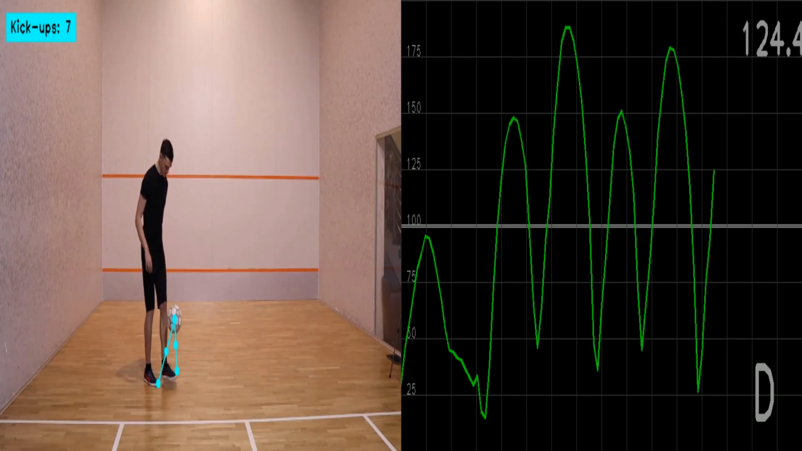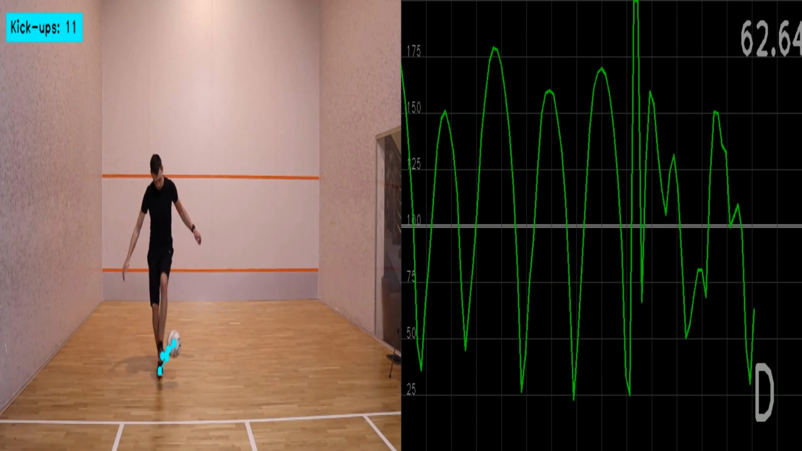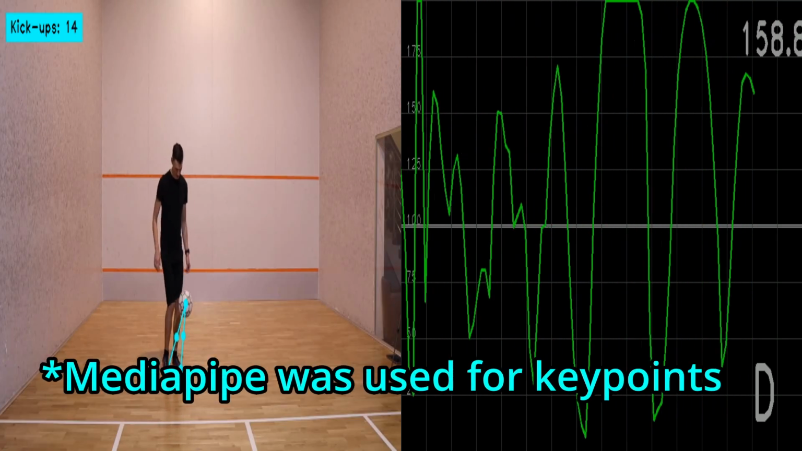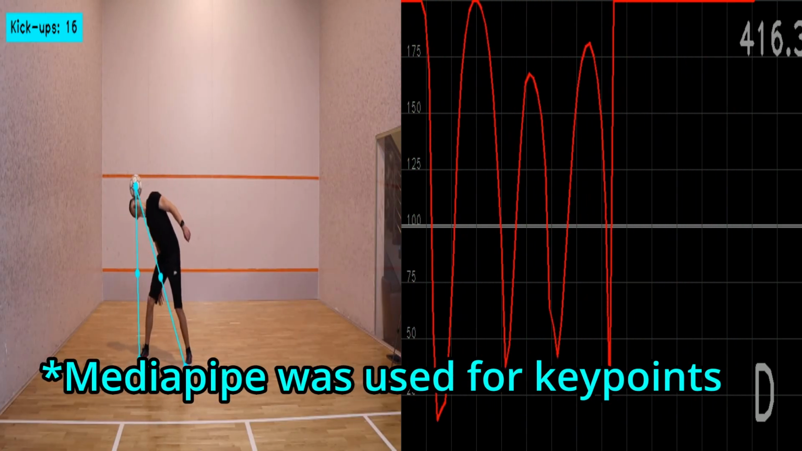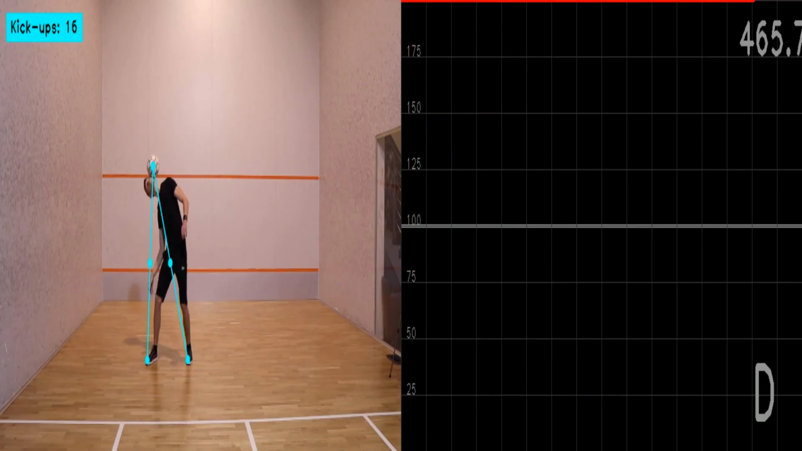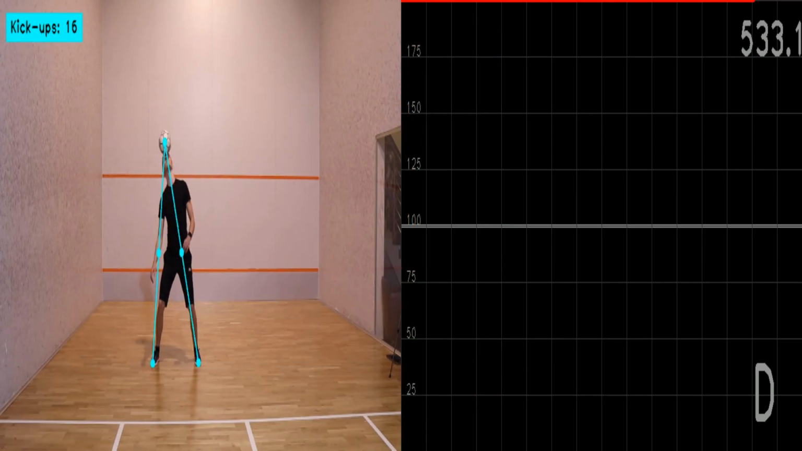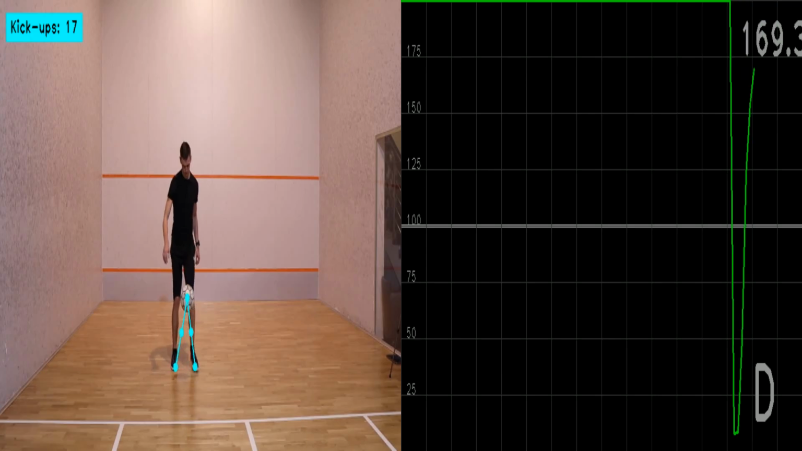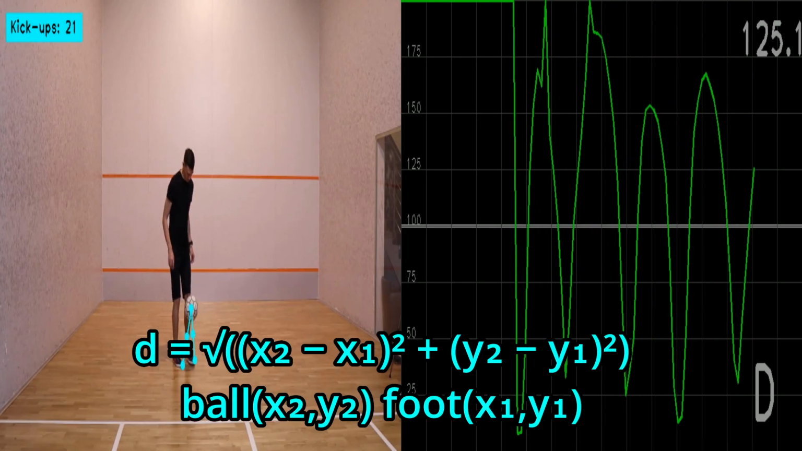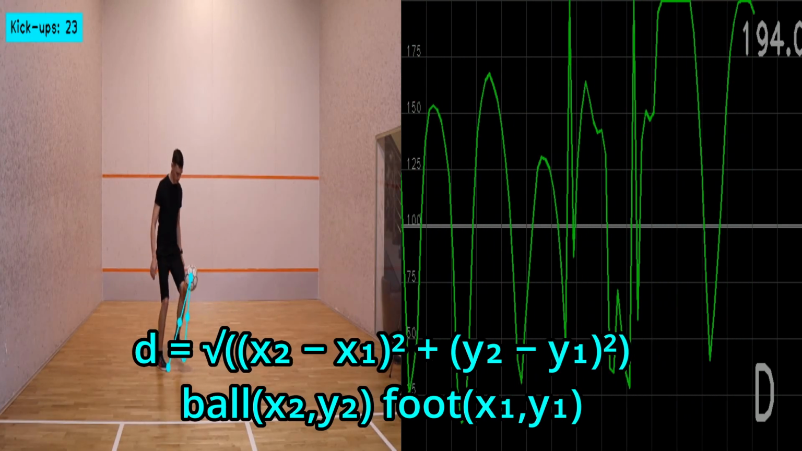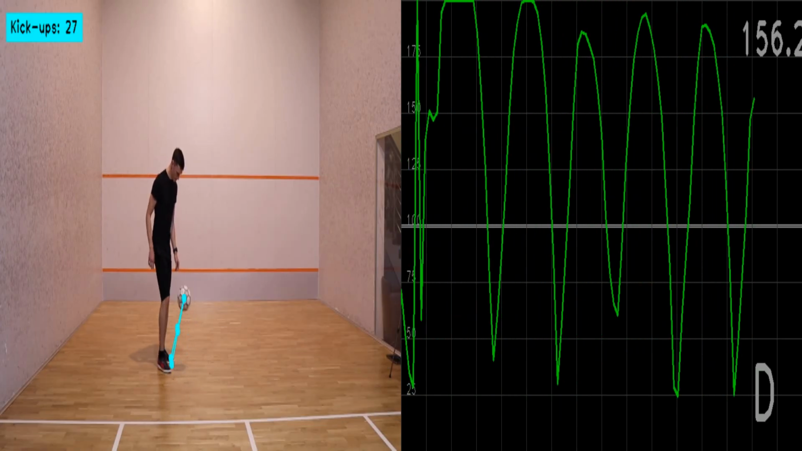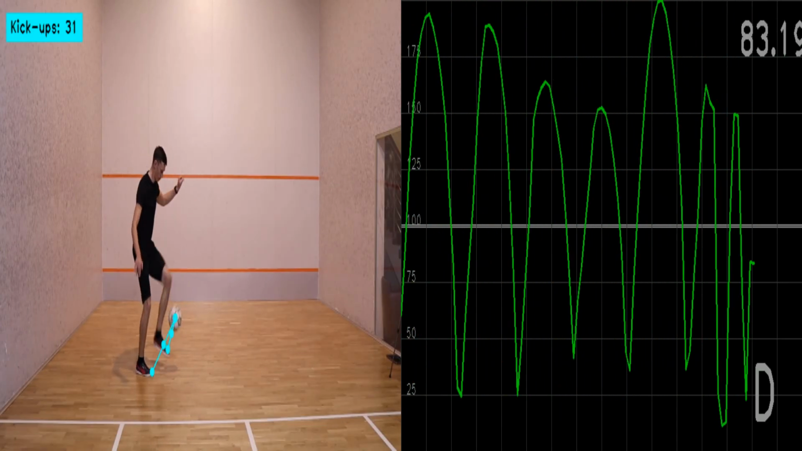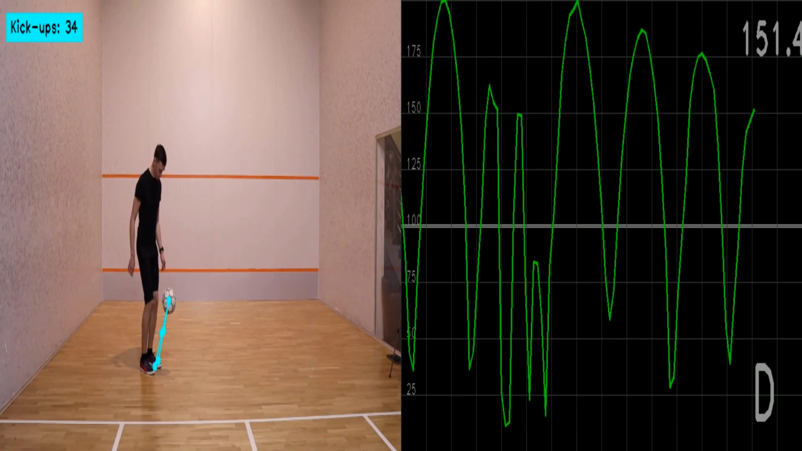So here's where everything comes together. YOLO tells me where the ball is. Pose estimation or key points detection tells me where the feet are. And my code asks a very simple question. How close are you to the ball? If the ball and the foot get close enough, I count one kick. No physics engine, no advanced biomechanics, just distance and good vibes.